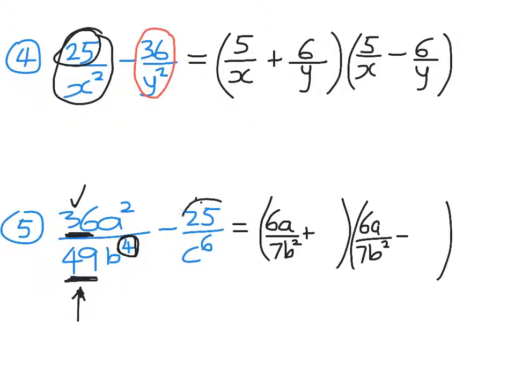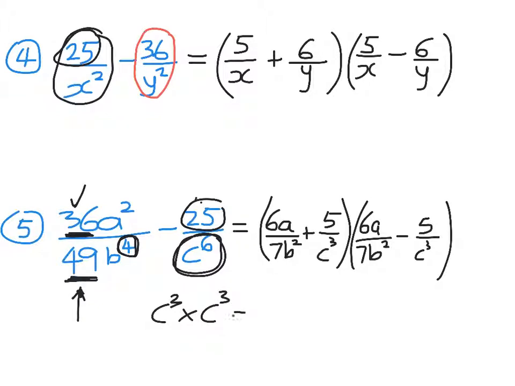Now looking at this last one, square root of 25 is 5. Now the square root of c to the power of 6 is c cubed, because if I square c cubed, I will get c to the power of 6. So that's this one finished.